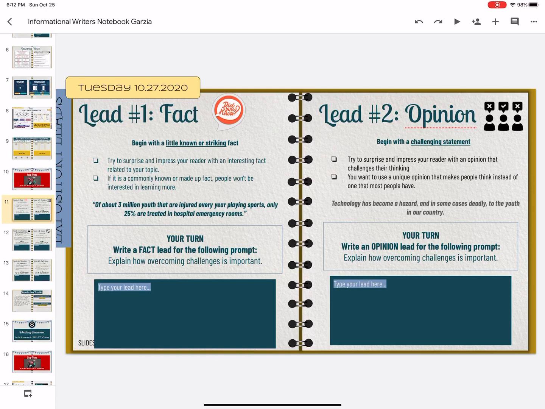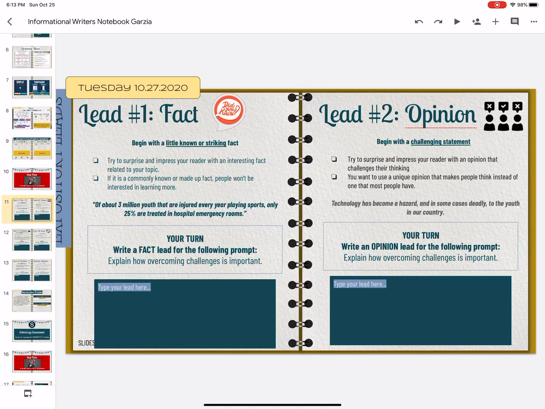So here's an example. Of about 3 million youth that are injured every year playing sports, only 25% are treated in hospital emergency rooms. So, of about 3 million youth that are injured every year playing sports, we know that. Most people know. They'd be like, okay, yeah, obviously a ton of kids play sports and a lot of them get injured. That makes perfect sense. Not surprising. But when we add the extra element of 25% are treated in hospital emergency rooms, that's what makes it interesting and a fact that not many people know.